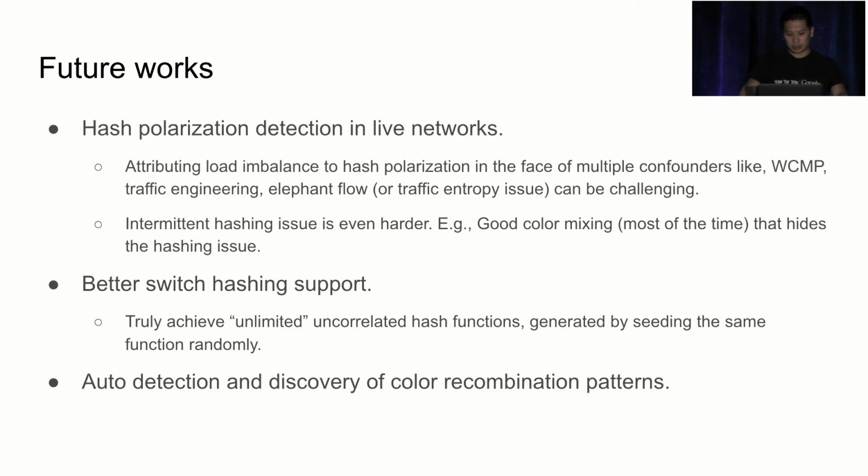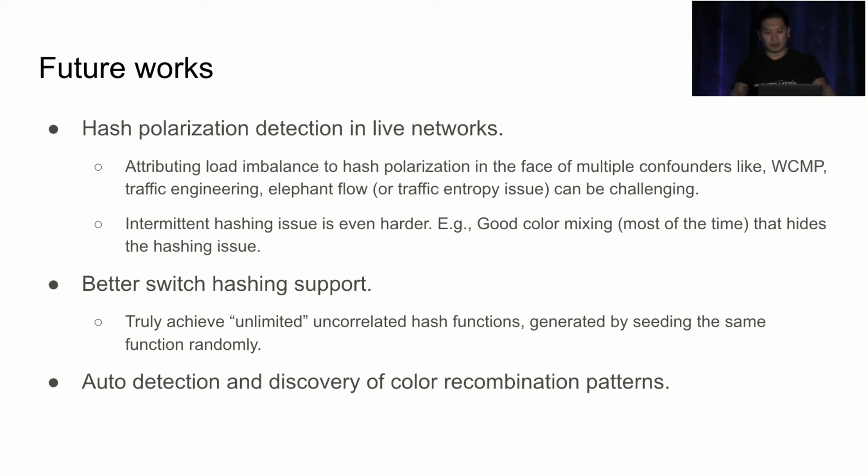There's still work remaining to be done. I think for one, hash polarization detection in live networks remains a difficult problem. The reason is attributing load imbalance to hash polarization in the face of multiple confounders is actually quite challenging, because there are many things that could impact load balancing. Think about WCMP, traffic engineering, or elephant flows.